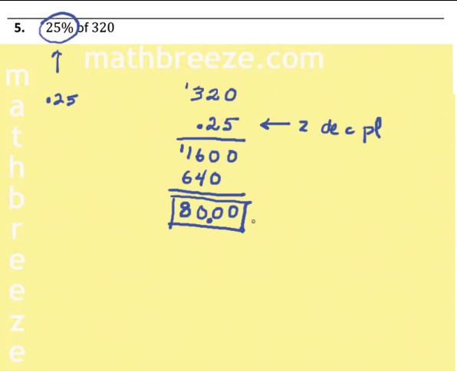Now, 25% is 1/4 of 320, because 25 is 1/4 of 100. So if we divide 320 by 4, we do get 80. So that makes sense.